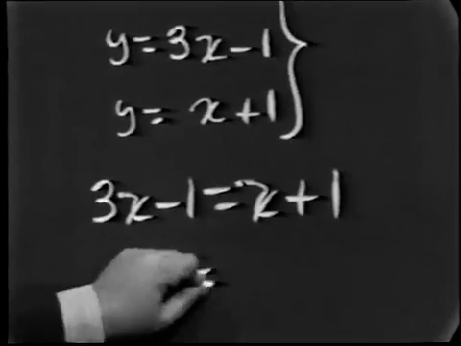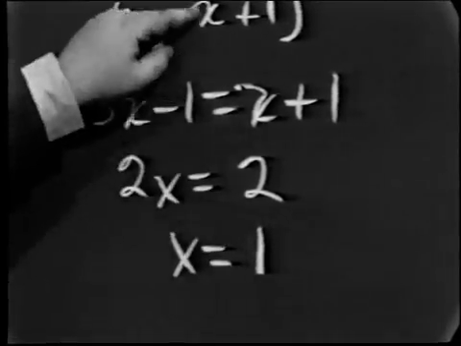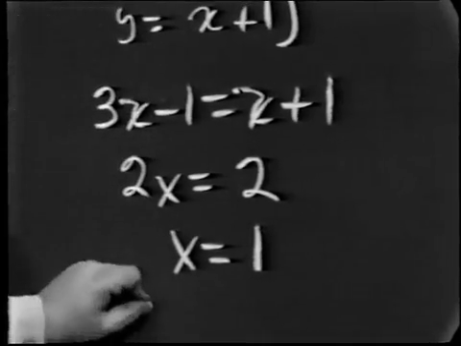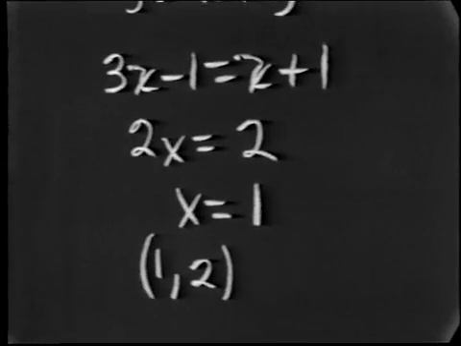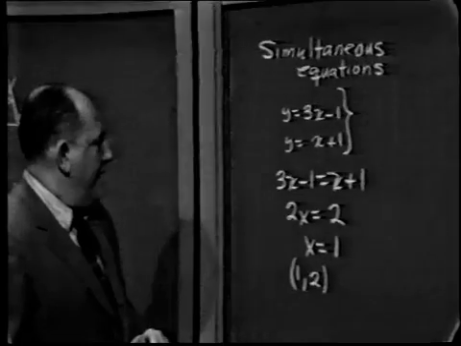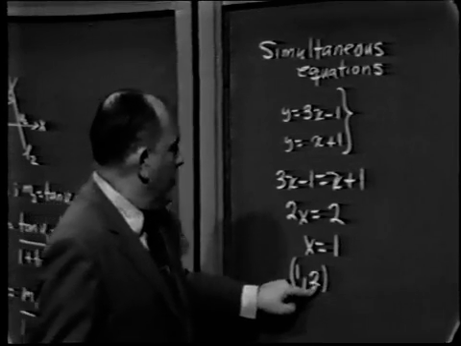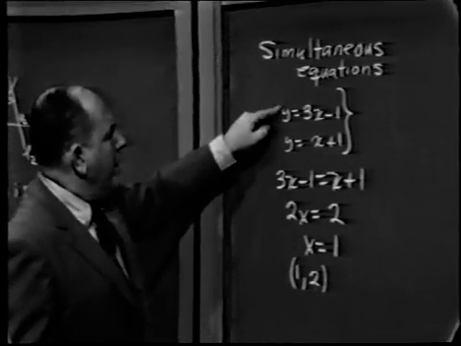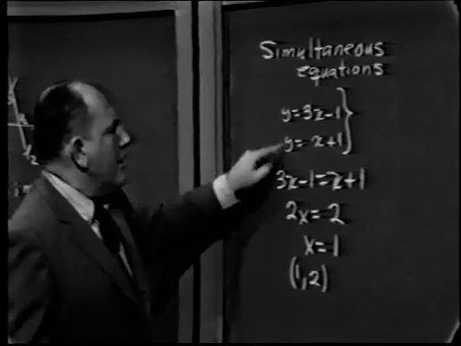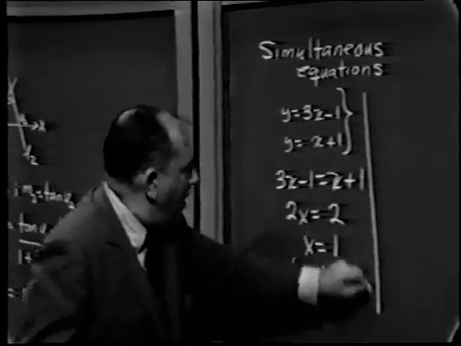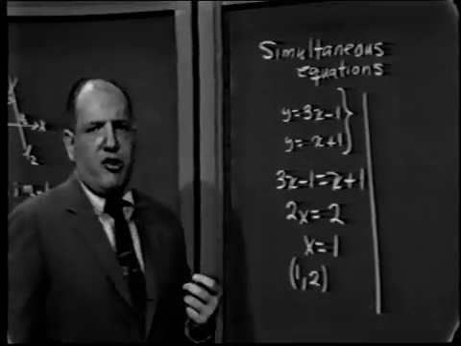I now solve this thing algebraically. I get 2x equals 2, so x equals 1. Knowing that x equals 1, I can see that y equals 2. And I see that 1 comma 2 is my solution. In other words, if I want to look at this thing algebraically, 1 comma 2 is the only member that belongs to both of these two solution sets. Now, again, notice how I can solve this purely analytic problem without recourse to a picture.